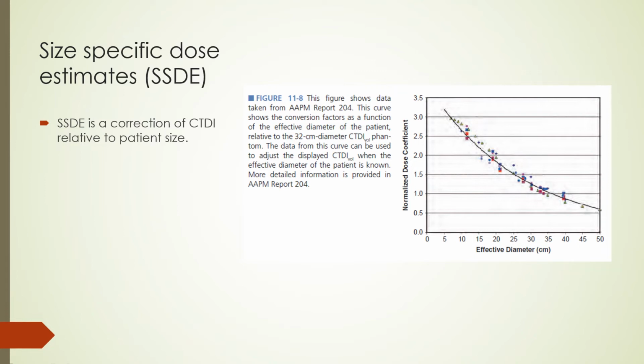Because head sizes do not vary significantly, we can use this rule of thumb only for very young patients. So the patient's CTDI vol is more than the CTDI vol displayed if the patient head is less than 16 cm in diameter. The plot on this slide provides the dose coefficients to use for estimating patient dose relative to displayed CTDI vol when the effective diameter of the patient is known.